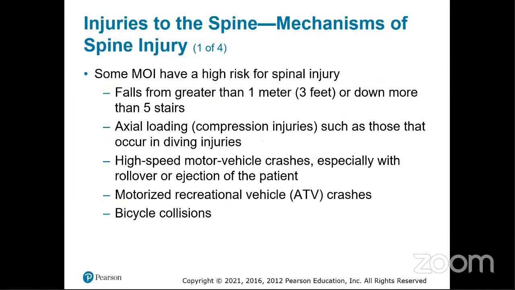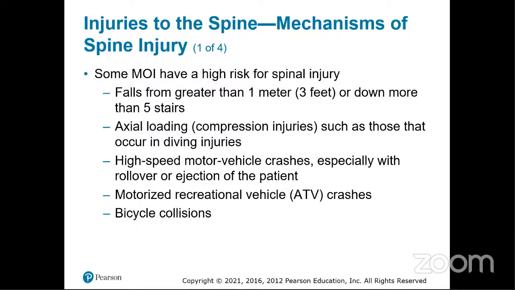Some other ones too: falls from greater than 3 feet, or down more than 5 stairs. The other term you'll see in some of the older test questions is that a significant MOI from a fall is 3 times the height of the patient. So if a 4-foot-tall kid fell from 12 feet off the roof, that's 3 times their height. That's a significant mechanism of injury for them, especially with regard to the spine.